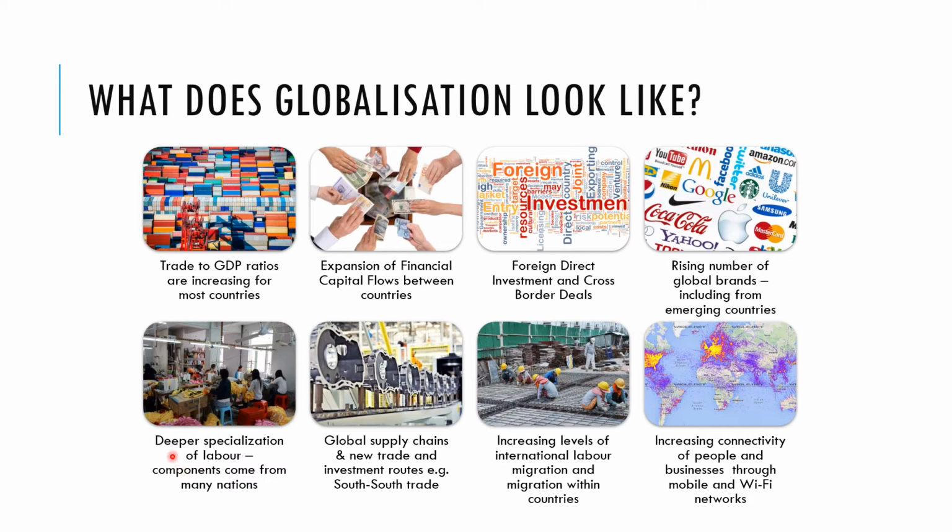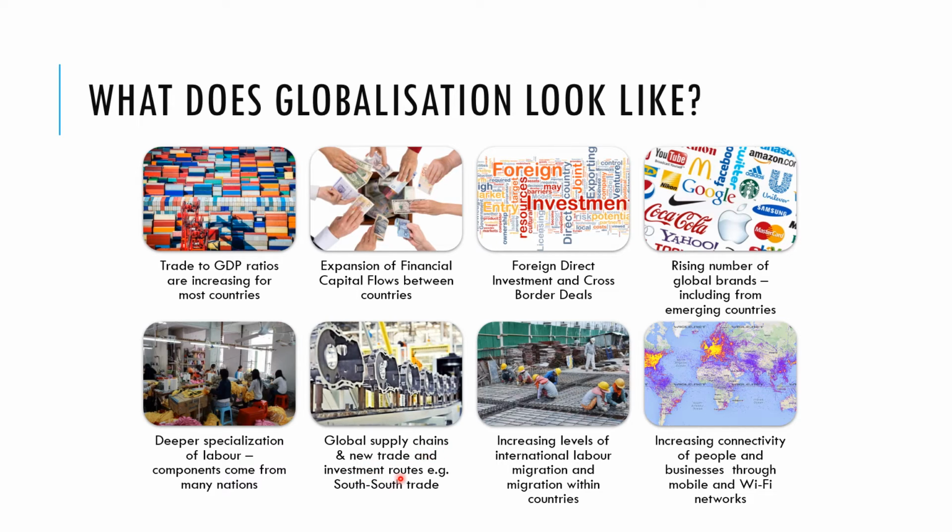A more globalized world encourages deeper specialization of labor. Nations, individuals and businesses become very focused on doing one particular task very well and benefit from specialized skill and economies of scale. As a result, components to make many products these days come from many different nations, as we saw with the iPhone earlier on. So we have global supply chains. For example, Apple get products from a vast variety of different countries and then assemble them.